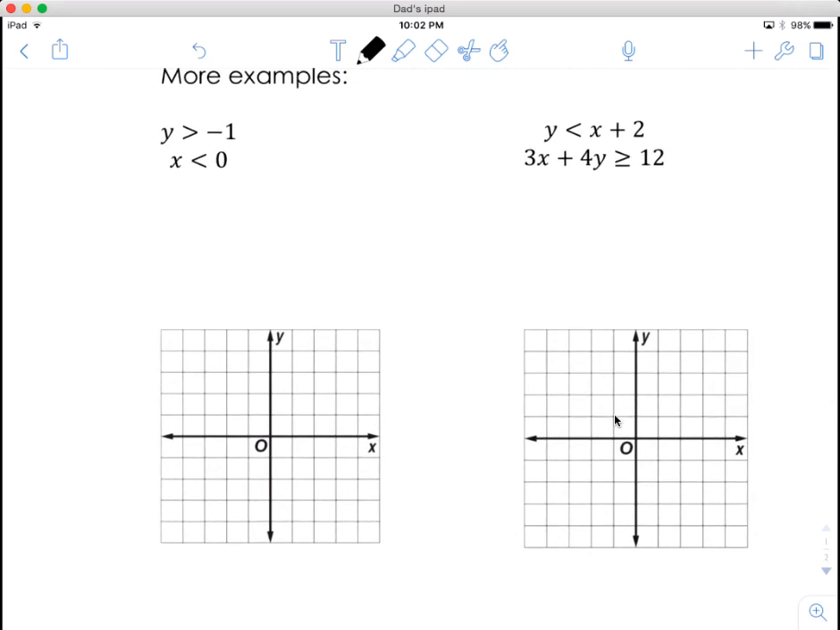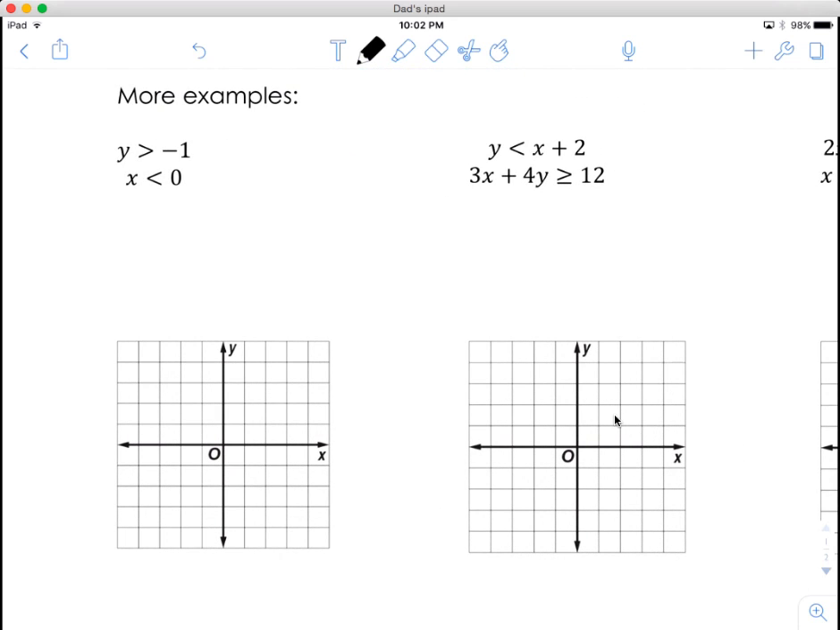I'm going to go ahead and kind of blow this up a little bit. Okay, so I'm going to do the two different colors just like I did before. So this is greater than, so it shades up. Greater than 1, not equal to, so it's a dotted line. We're going to put a dot at -1. There's no x, so this is a horizontal line. And it's going to shade up because it's greater than.